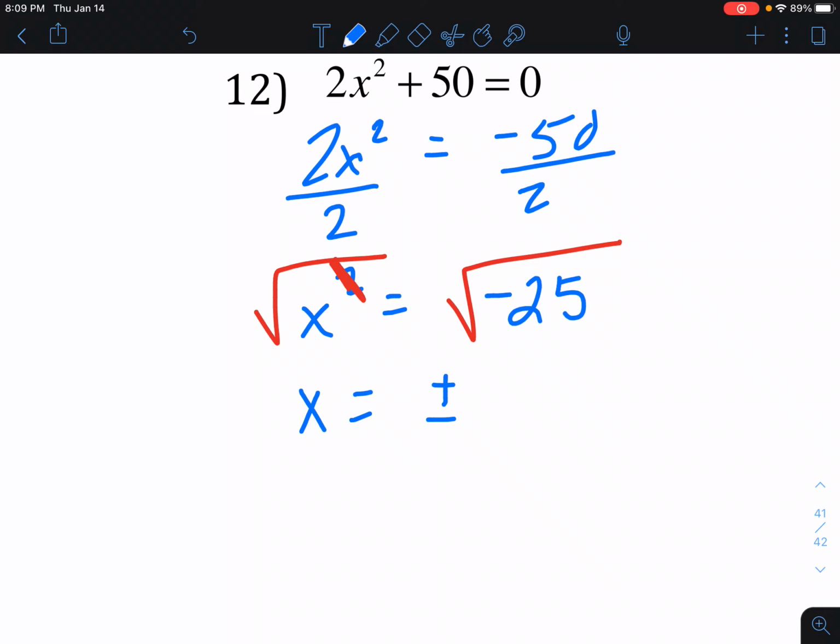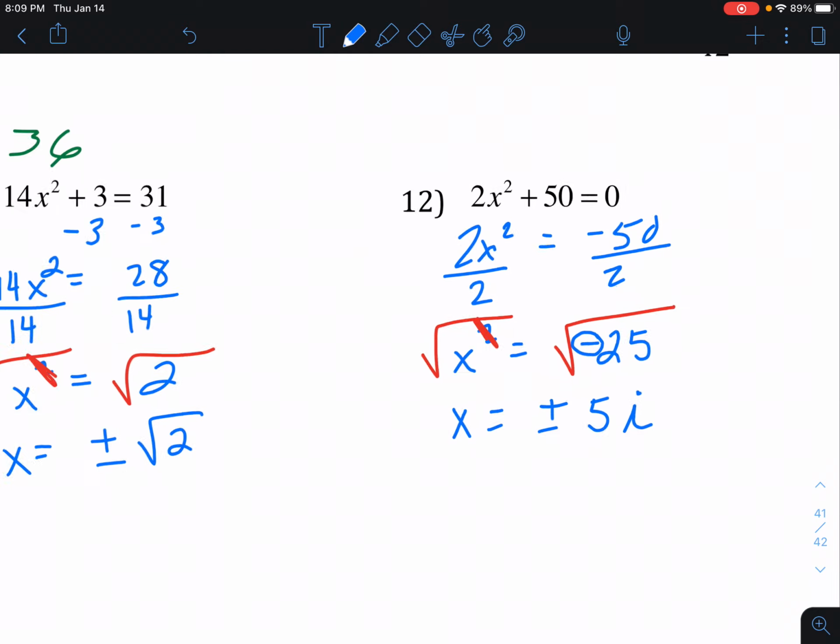Now there is a negative inside the radical. Remember, an i comes out of the radical. And then the square root of 25 is 5, so we would call it 5i. Let me clean that up a little bit. Plus minus 5i. So remember the rule, when you have a negative inside of a square root, an i has to be pulled out of your radical. And by the way, there is no radical remaining because 25 is a perfect square.